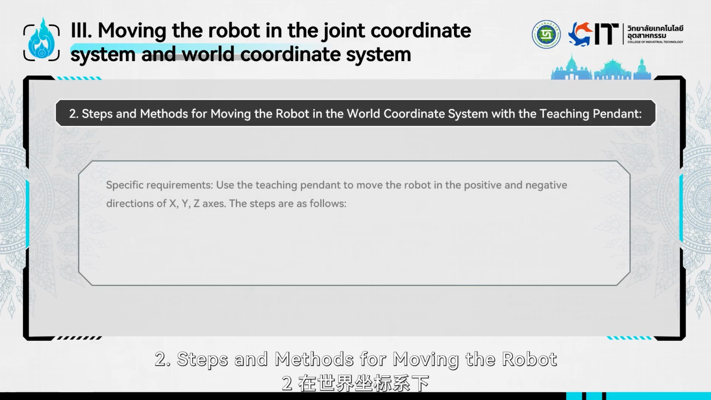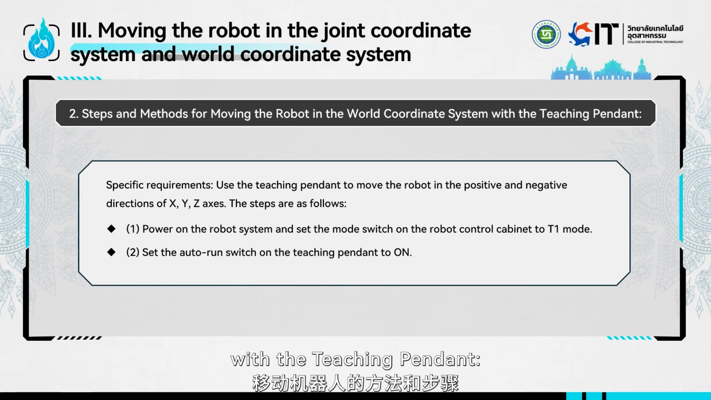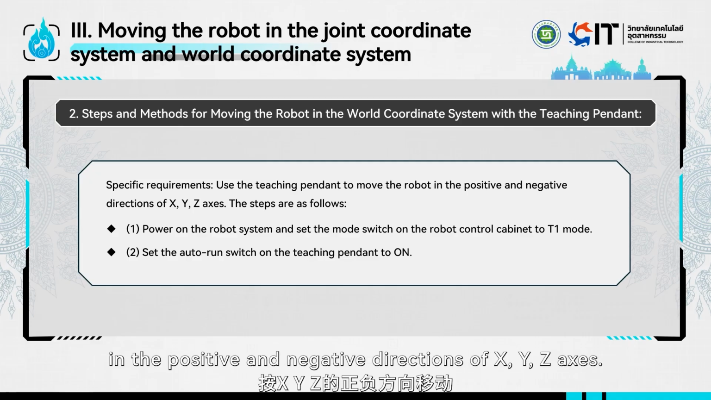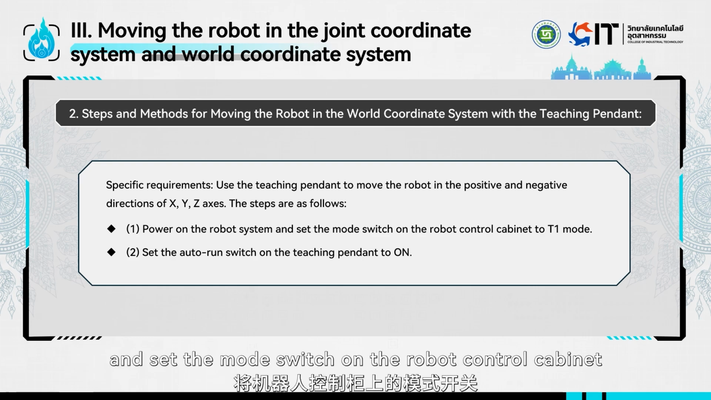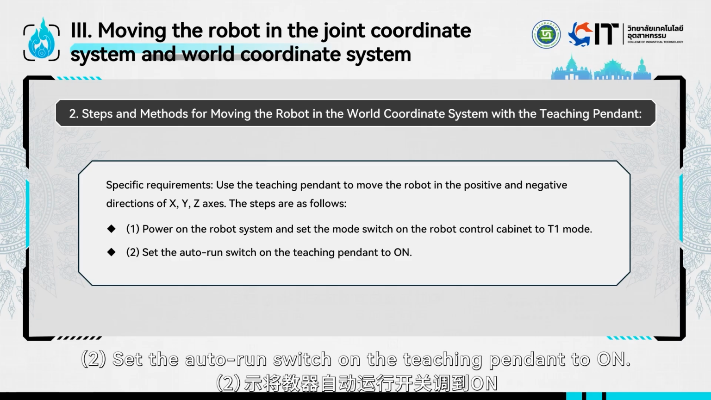2. Steps and methods for moving the robot in the world coordinate system with the teaching pendant. Specific requirements: use the teaching pendant to move the robot in the positive and negative directions of the X, Y, Z axes. The steps are as follows. 1. Power on the robot system and set the mode switch on the robot control cabinet to T1 mode. 2. Set the auto run switch on the teaching pendant to ON.